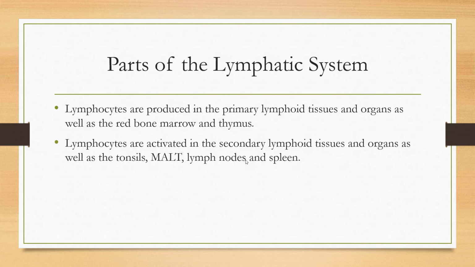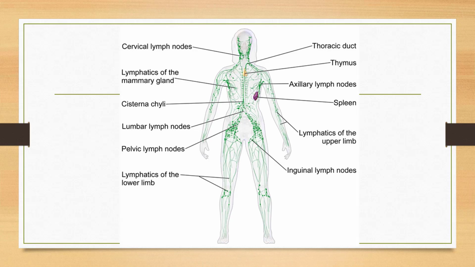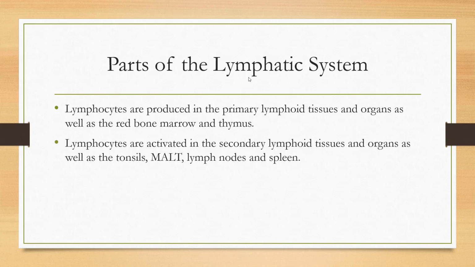Lymphocytes are produced in the primary lymphoid tissues and organs, as well as in the red bone marrow and also the thymus. We are going to talk about the thymus a little later, but here it is again, right here, the thymus. Lymphocytes are activated in the secondary lymphoid tissues and organs, as well as the tonsils, MALT, which stands for mucosa-associated lymphatic tissue, lymph nodes, and the spleen.